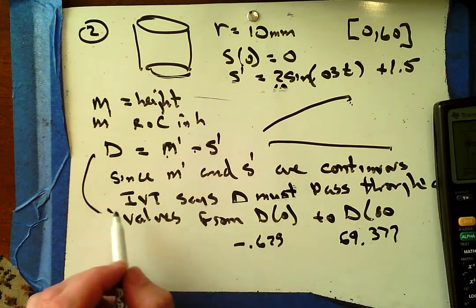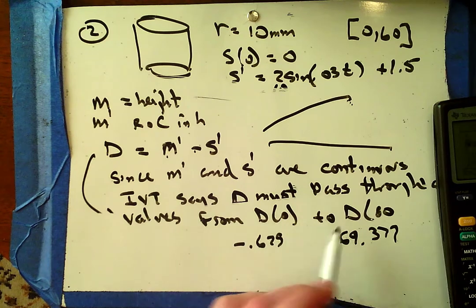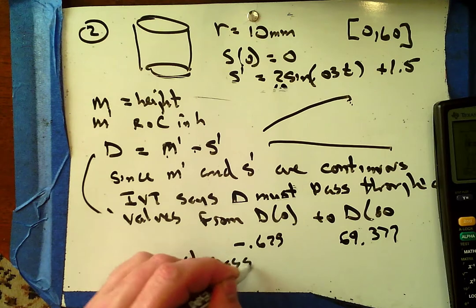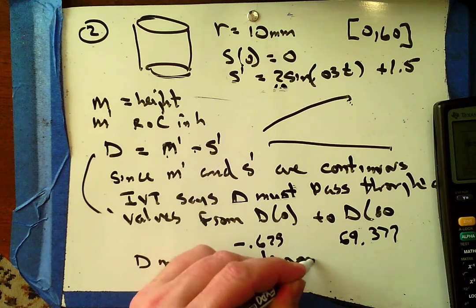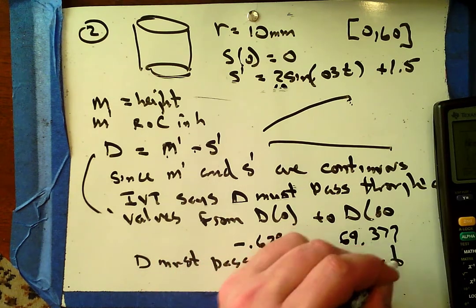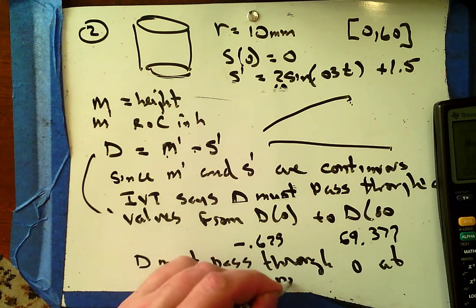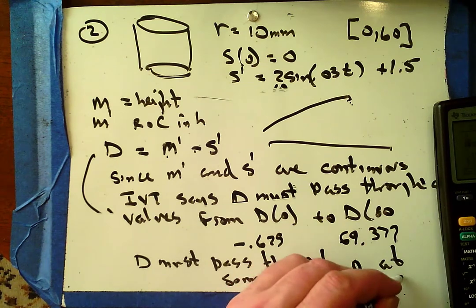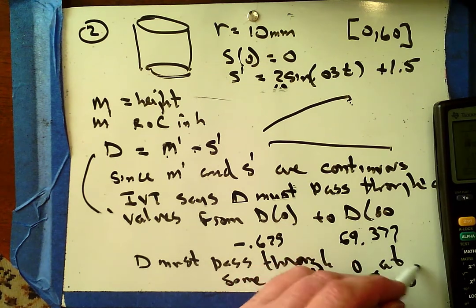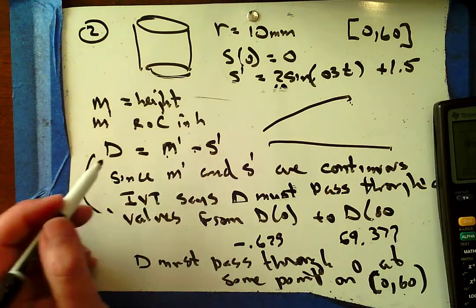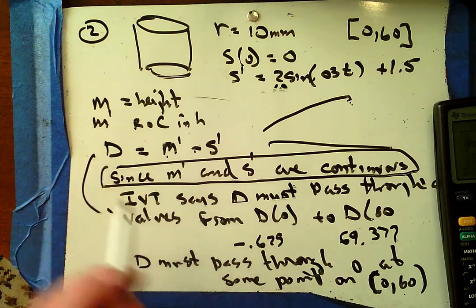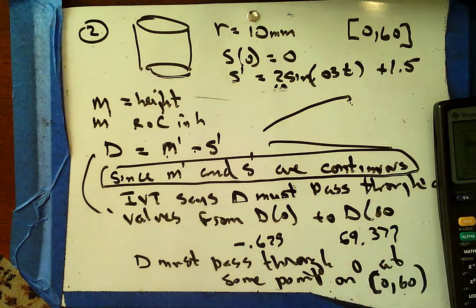And so since IVT says D must pass through 0 at some point on 0 to 60. Okay, now, this is really important. You're going to lose a point if you don't include that. Okay? Great. So there's problem number 2.